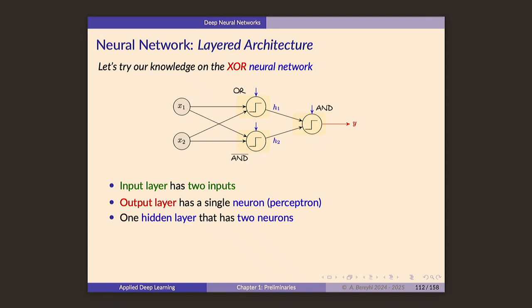So the output of this neural network is going to compute the XOR of x1 and x2 at the input. Now, here in this one, what is the depth? 2. And is it a deep neural network? No, it's not a deep neural network.